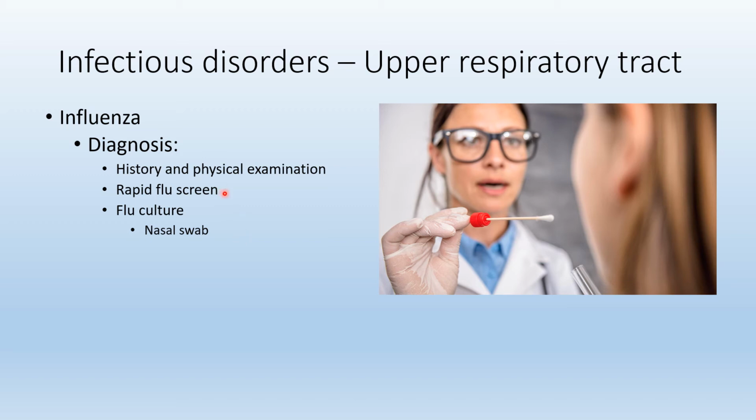If this comes back positive, you likely will do a flu culture, right? So when you take a nasal swab, you put it in a medium, you grow the virus up, and then that can tell you what type you actually have. Do you have A, B, or C? This culture is going to tell you a little bit more than the rapid flu screen, but the rapid flu screen tells you if you are infected in the first place.